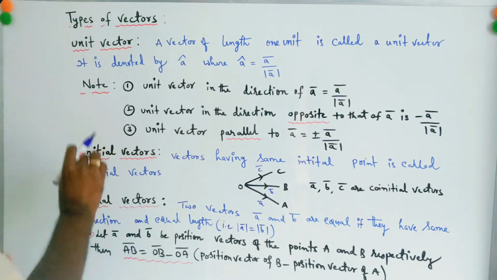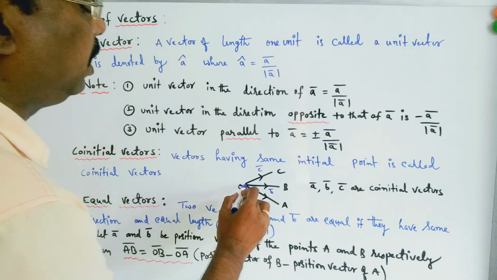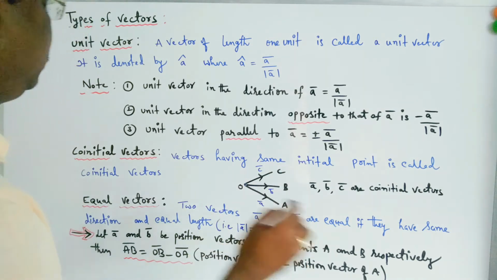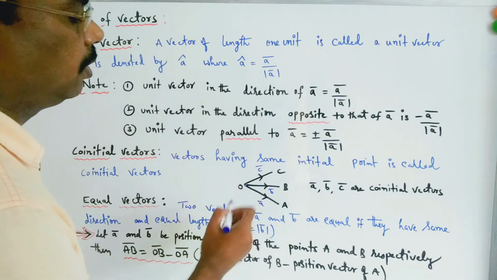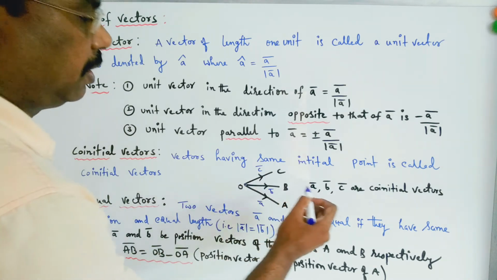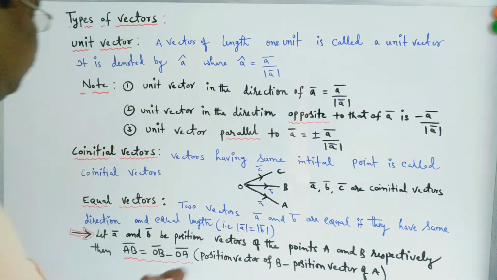Next one, co-initial vectors. Vectors having the same initial point are called co-initial vectors. Here OA bar, OB bar, OC bar: a bar, b bar, c bar are co-initial vectors.